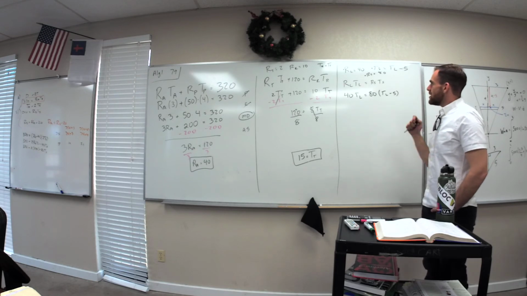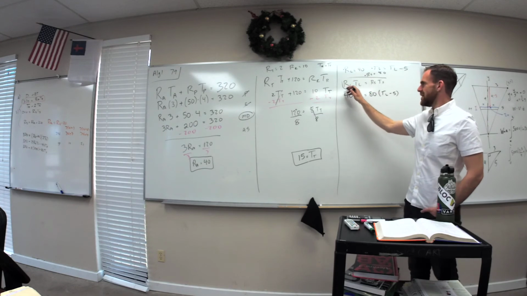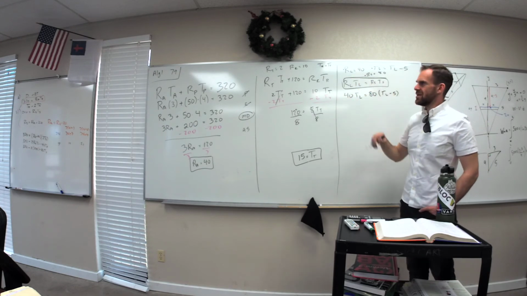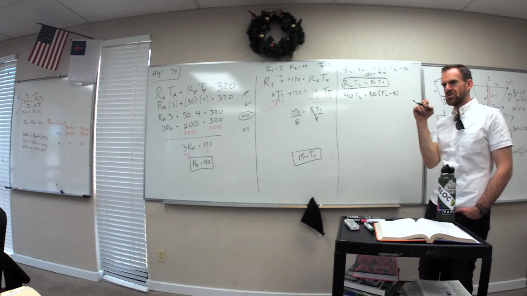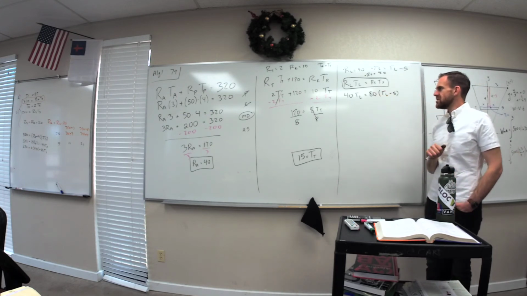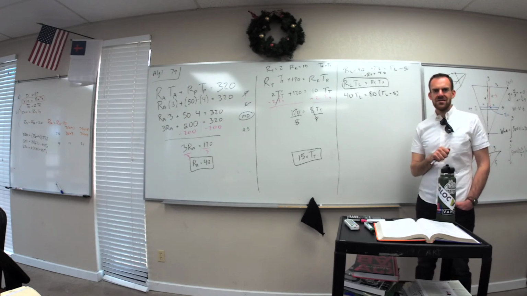Okay, now, here's the trick. Which one do you plug into? You always plug into the most complicated one. It usually has the R's and T's multiplied. So always plug in the most complicated one as you go. All right, so we have 40 TL equals 80 times TL minus 5. What are our next steps, Sierra?